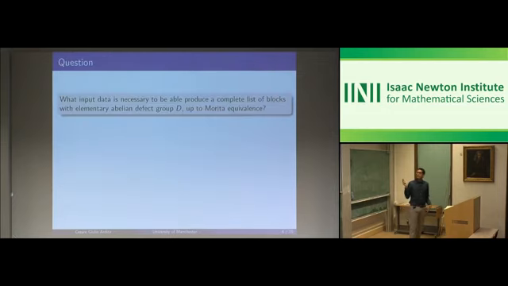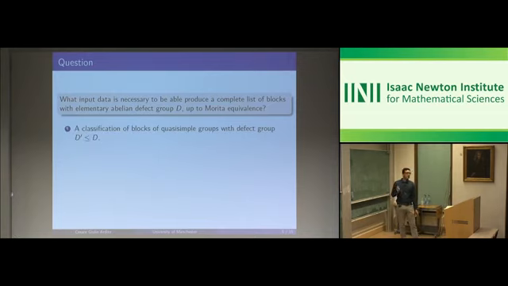So what I want to talk about is how does one go about classifying blocks? What kind of input data do I need to hope to be able to produce a list of these blocks? And this is the question I want to answer here in this elementary abelian case.